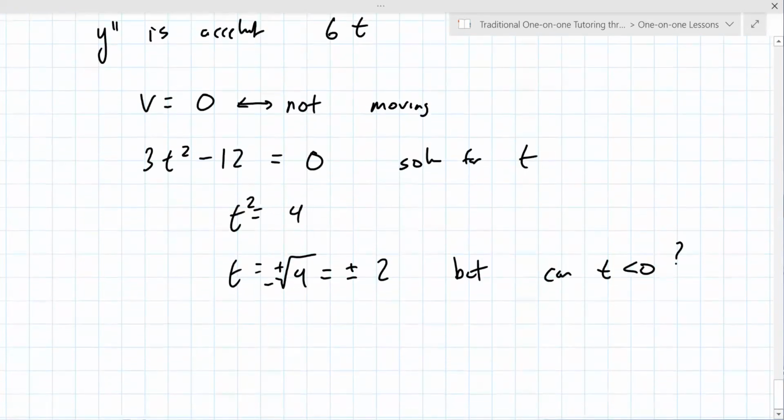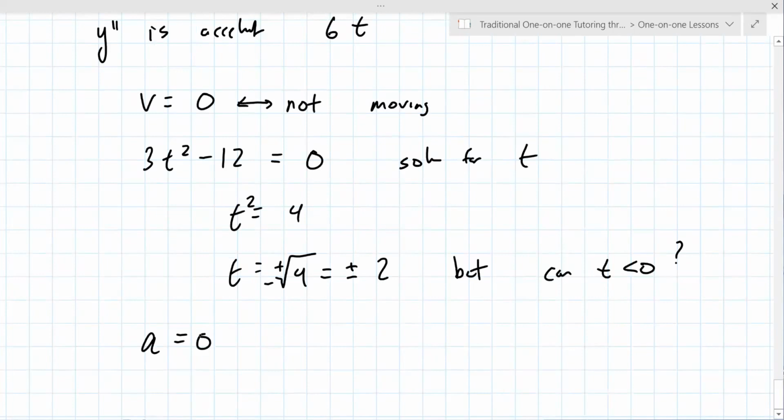Now, I can also ask you, when is acceleration equal to 0? And then you just solve for t. You set 6t equal to 0. And that's when t equals 0. Was this emphasized much in class? Yeah, it was a while ago though. Okay. It was like first week.